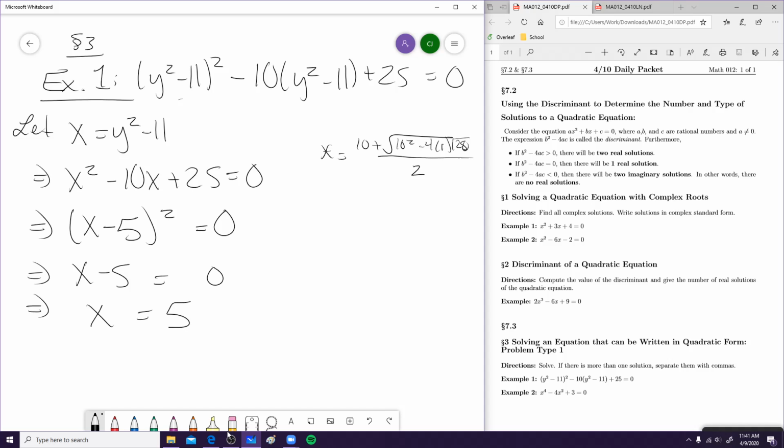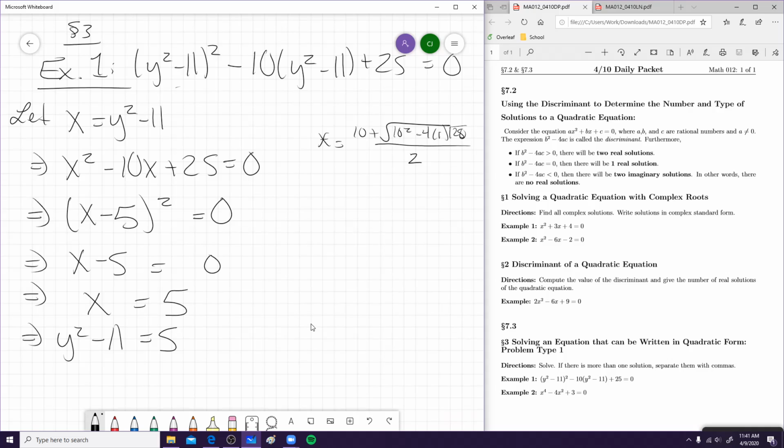Right? So now we figured out what x is, but we are not done yet. Why? Because we want to solve for the variable y, not the variable x. So now we have to substitute back what we know. We knew that x is equal to y squared minus 11. So now we replace x: y squared minus 11 is equal to 5. And now we're going to solve.